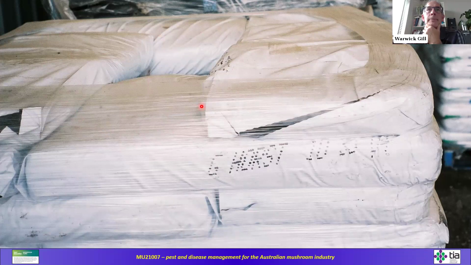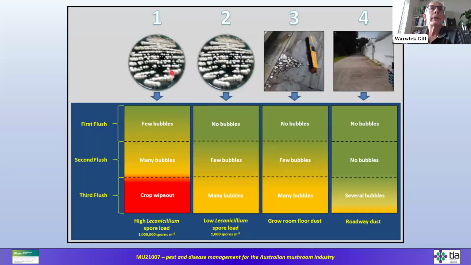But how effective is the dust? Well, Helen Grogan performed an experiment many years ago where she took 4 treatments and applied them to mushroom beds. So she took a high Echinocilium spore load of pure spores at 1 million spores per square metre and applied it to the bed. Similarly, she applied pure Echinocilium in a low load of 1,000 spores per square metre. She took some dust from a grow room floor and applied it similarly, and then dust from a roadway outside the grow room and applied it too.